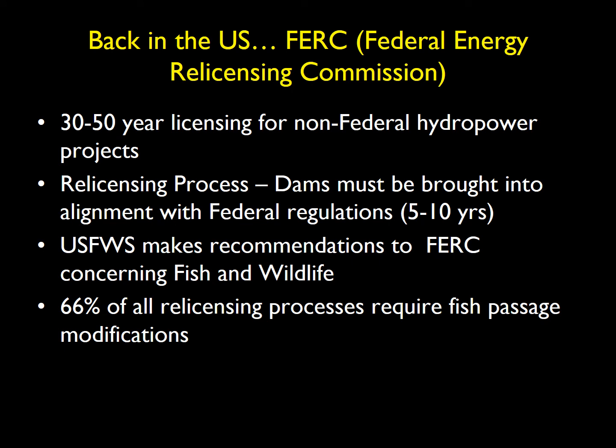And as part of that process, the Fish and Wildlife Service makes recommendations to FERC concerning fish and wildlife. And so if there are migratory species in the river, for instance, they often recommend something to improve the ability of fishes to move past those dams. So about 2/3 of all relicensing processes require fish passage modifications. So those can be things like fish ladders, which let fish get around the dam. But sometimes, especially if they're not generating much power anymore, it's actually cheaper to simply remove the dams.